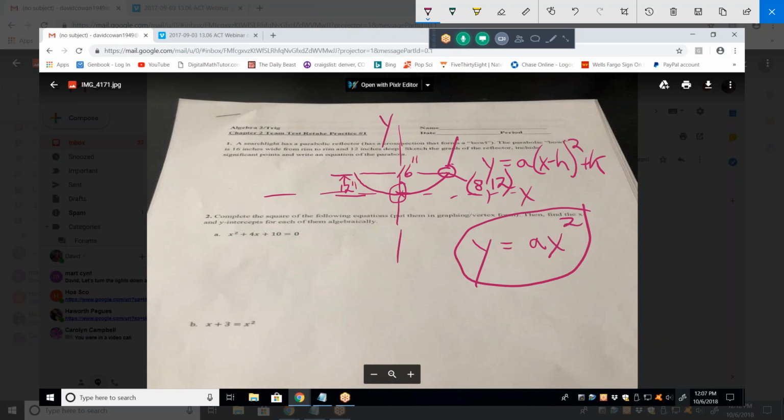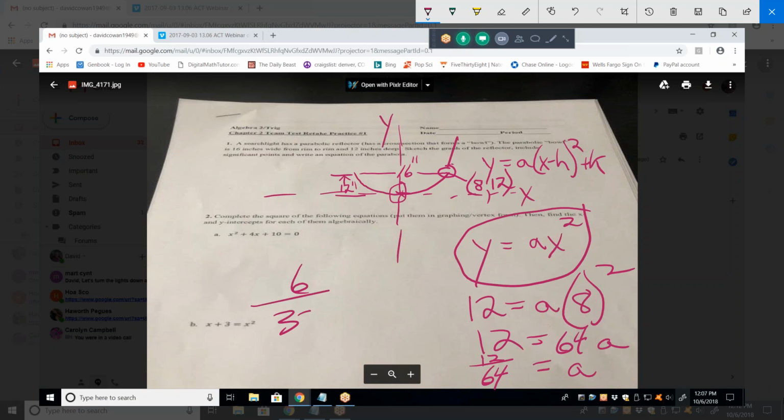So I can plug in 8 for x, 12 for y, and I can figure out a. So 12 equals a times 8 squared. So 12 equals 64a. A equals 12 over 64, which is 6 over 32, which is 3/16. So a equals 3/16.